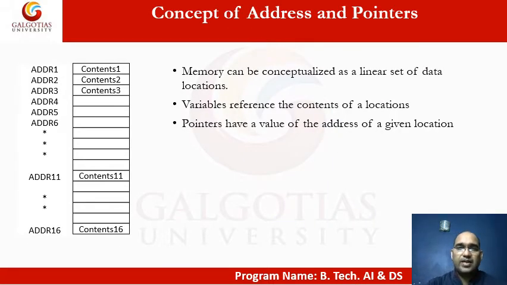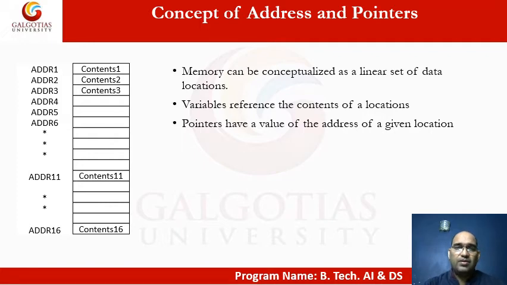Now let's try to understand again the concept of address and pointers. Here this is the continuous memory location. So let's say contents 1, this contents 2, this contents 3, and so on. Naturally in the memory we have different locations for it, so let's say contents 1 is at address 1, contents 2 is at address 2, and so on. Memory can be conceptualized as a linear set of data locations. Variables reference the contents of the locations. Pointers have a value of the address of a given location.